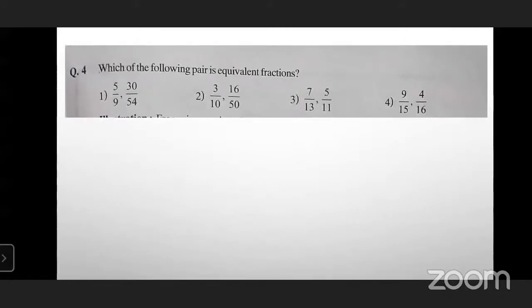Okay. Now read the fourth one. Which of the following pairs is equivalent fractions? Now we have to check which one is equivalent.